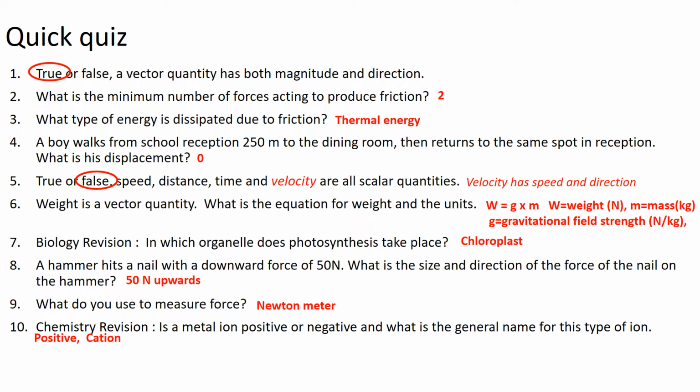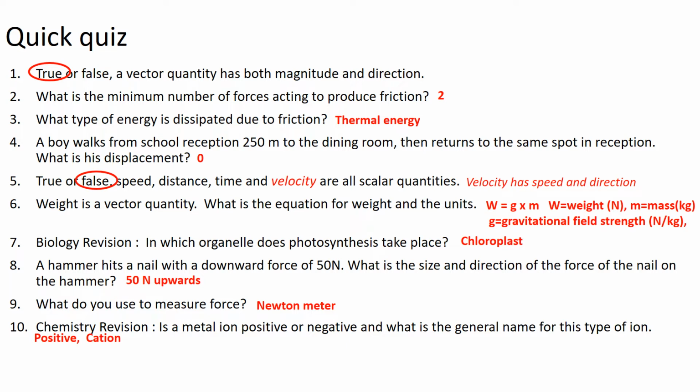Then, speed, distance, time, and velocity are all scalar quantities. Velocity is a vector, remember, because it has both magnitude and direction. In fact, the definition of velocity, for those of you that are really interested, is speed in a given direction. Weight is a vector quantity. What is the equation for weight? Weight equals gravitational field strength times mass. Remember, we can rearrange that into a lovely equation triangle. A bit more about that later.